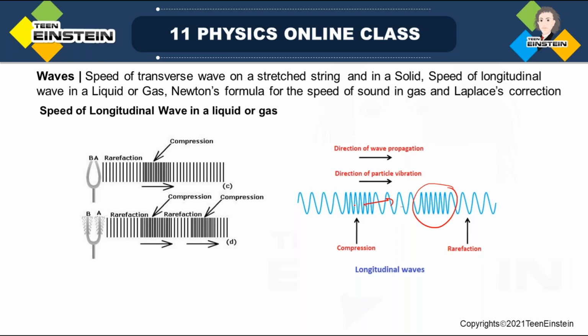Thus, when the particles move from here to here, this region will become rarefied and this region will become compressed. So this is how compression and rarefaction are traveling along the direction of propagation of the wave itself. Okay, so this is a brief idea about longitudinal waves.